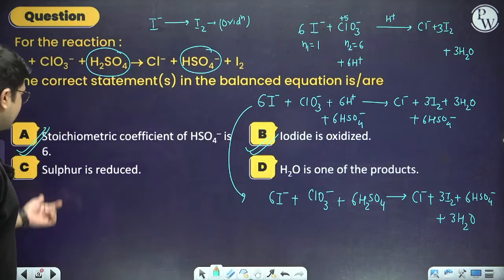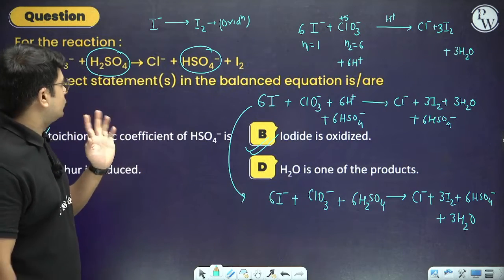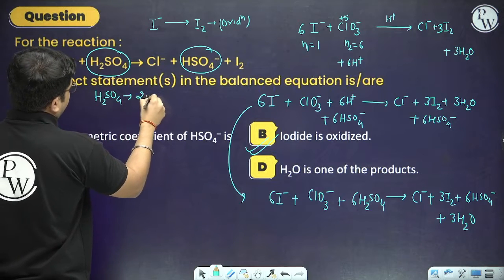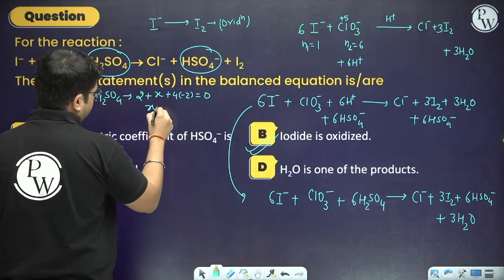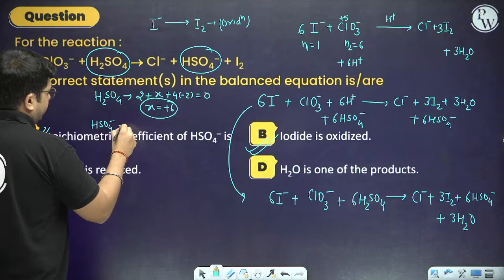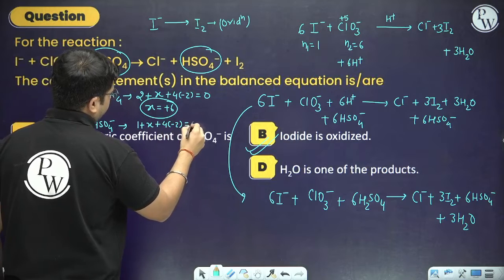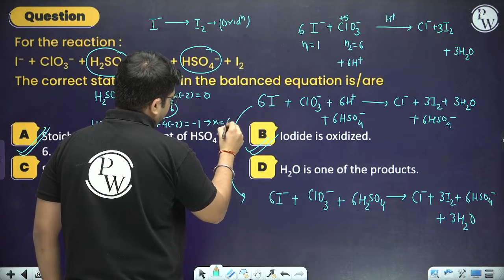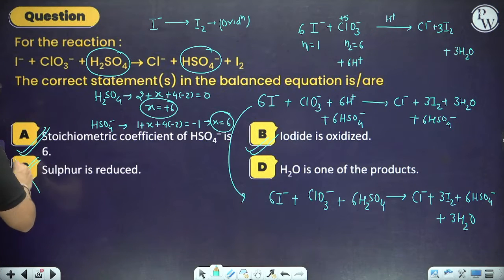Okay, next part, sulfur is reduced. So there is no function of sulfur in the entire equation. There is no function of sulfur. In case of H2SO4, 2 hydrogens plus sulfur X plus 4 multiplied by minus 2, that will be equal to 0. So X will be equal to plus 6. In case of HSO4 negative, again 1 hydrogen plus X plus 4 multiplied by minus 2, that will be equal to minus 1, because we have charged species. So again, I can say that X will be equal to +6 only. So no change in the oxidation state. So nothing is happening to sulfur. So this statement is absolutely incorrect.